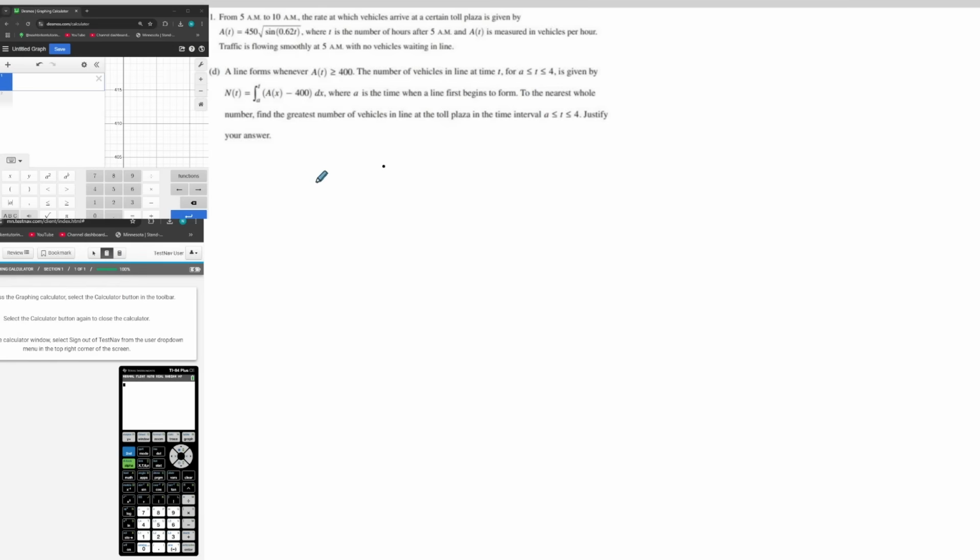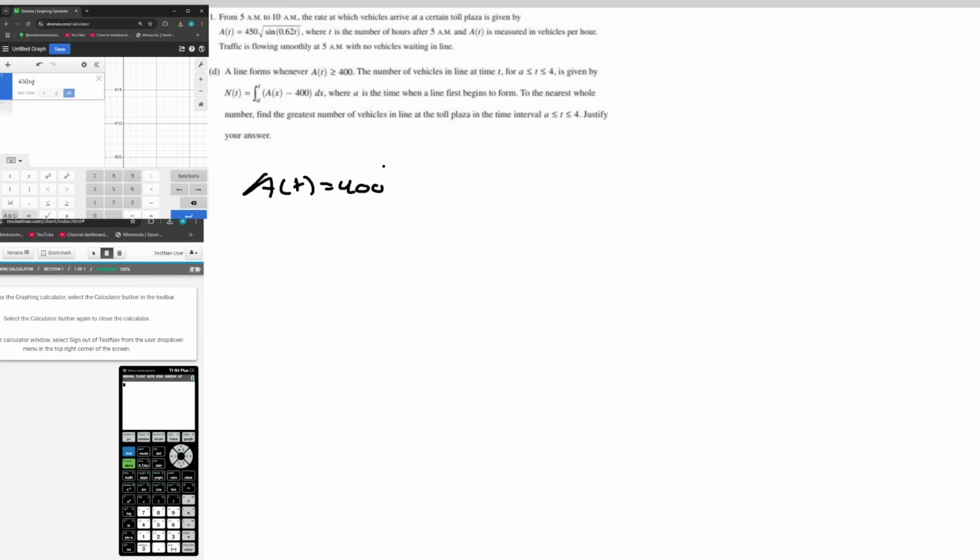So what are we going to do? Well, first of all, let's determine this endpoint. This endpoint is the point where the line first begins to form. So that is when a of t is 400. So I would write a of t equals 400, and I'm going to figure that one out here.